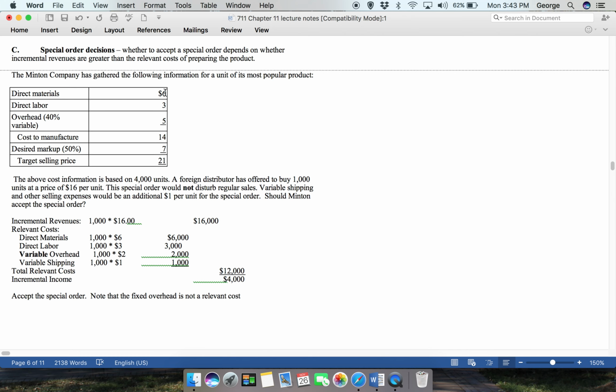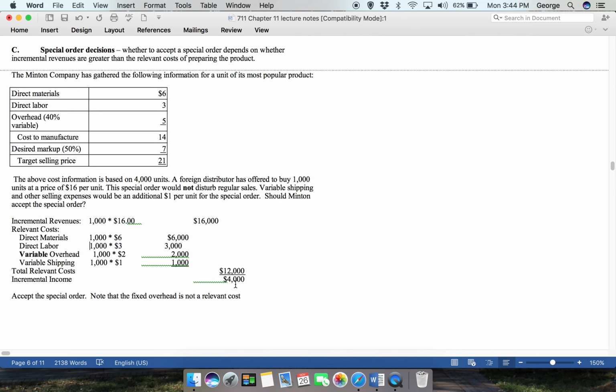All right, so $6 per unit for materials times the 1,000 units. And then $3 of direct labor times the 1,000 units that this guy's buying from me. And then the variable overhead is 40% of this $5, so it's $2 again times 1,000 units, so $2,000. Also, we've got $1,000, $1 times 1,000, of shipping costs. So my total relevant costs, and in this case they're all variable, are 12,000, and the incremental income is 4,000.